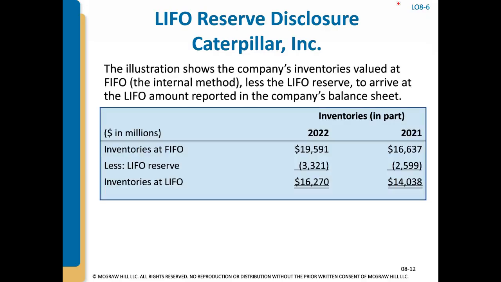So here's kind of what a company, a Caterpillar Inc., did in 2021 and 2022. They maintain FIFO inventory for internal purposes and LIFO externally. So they show inventories at FIFO less your reserve, and that's my inventory at LIFO.